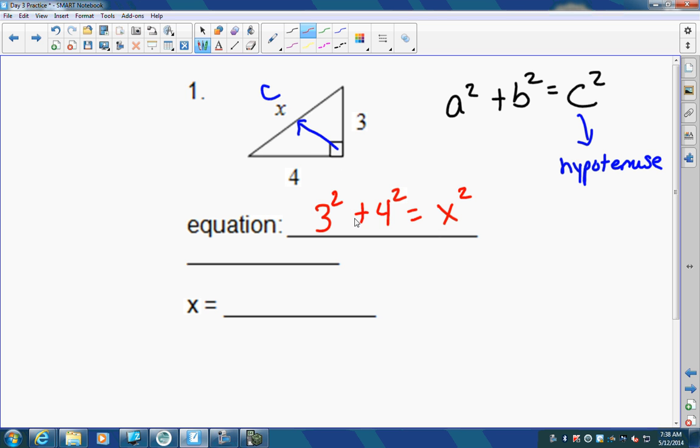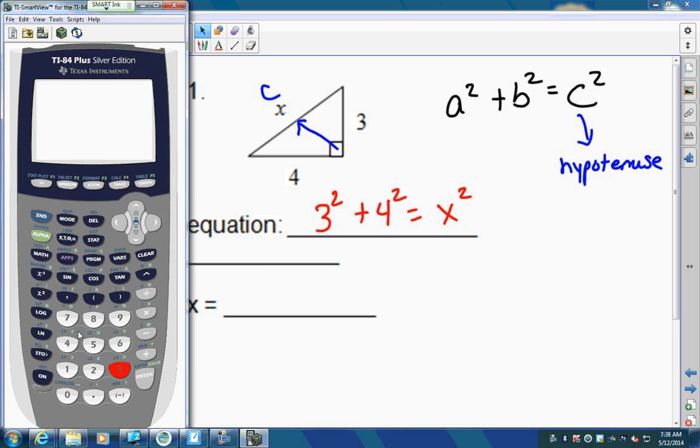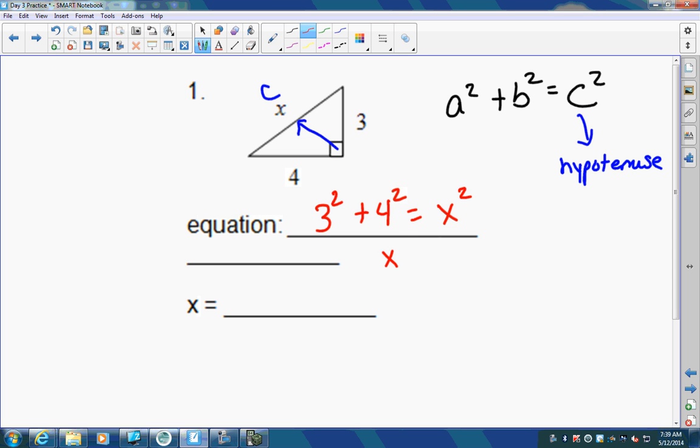So now to solve from here, you can just go ahead and go in the calculator. So let me grab the calculator up here. 3 squared plus 4 squared, enter. That gives you 25. So we're going to have x squared equals 25.